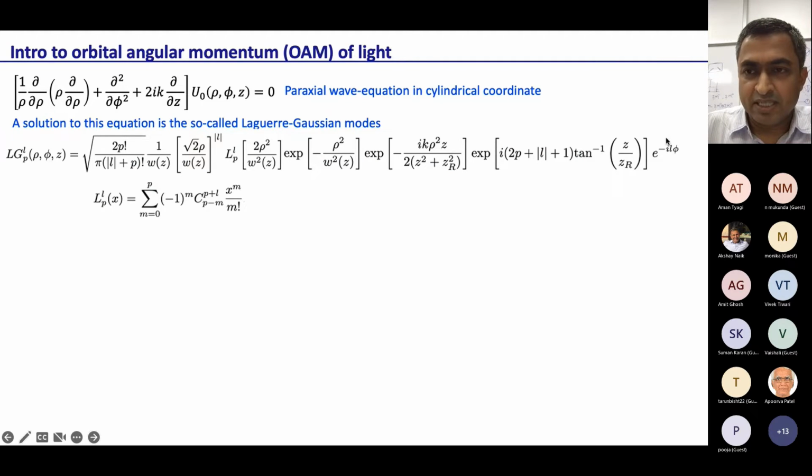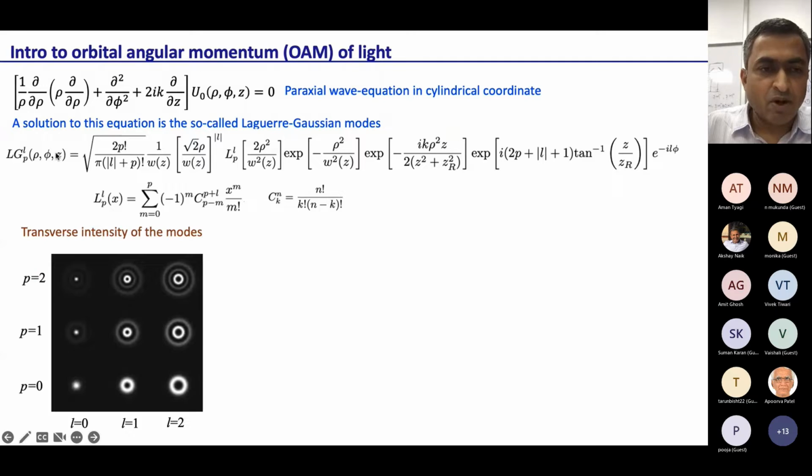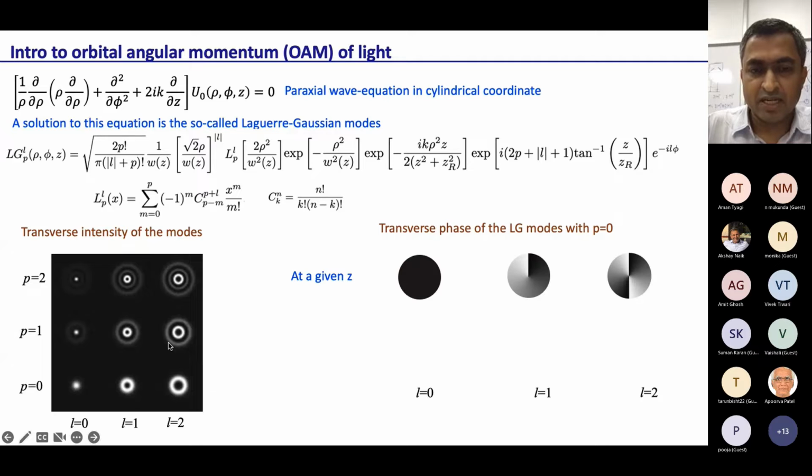There are so many terms, but the only thing I want you to notice is e to the i L phi. The phase dependence comes only through e to the i L phi, and Laguerre-Gaussian modes have these two indices, P and L, so they are two-dimensional modes. If you plot these modes, that's how the intensity looks as a function of different P and L index, and this is how the phase looks at a given Z. I have chosen P equal to 0, and then L equal to 0, L equal to 1, and L equal to 2 modes look like this at a given Z.